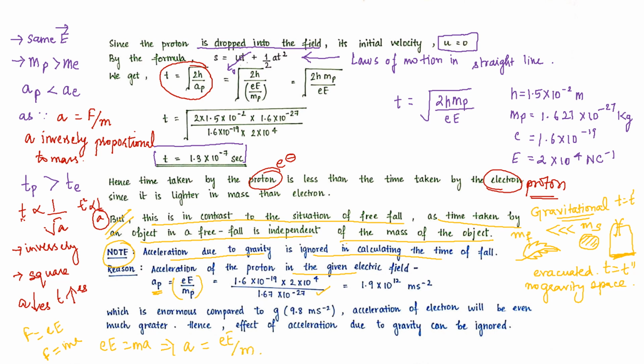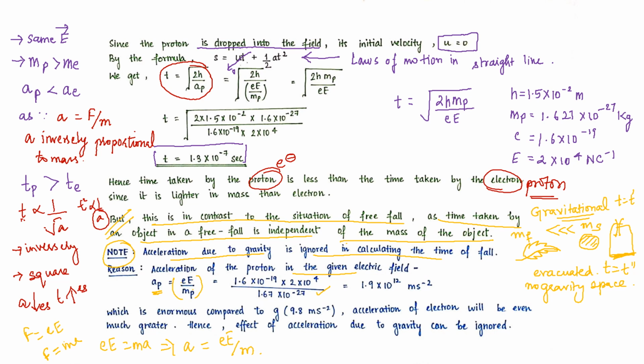Okay, and we know the value of all the things. Small e is 1.6 into 10 to the power minus 19. Capital E is given in the question, that is 2 into 10 to the power 4 Newton per coulomb. And the mass of a proton and of an electron we know, it's universal and it is the same at every point. Mass of electron is 9.11 into 10 to the power minus 31, and mass of proton is 1.627 into 10 to the power minus 27 kgs. So we know the mass.